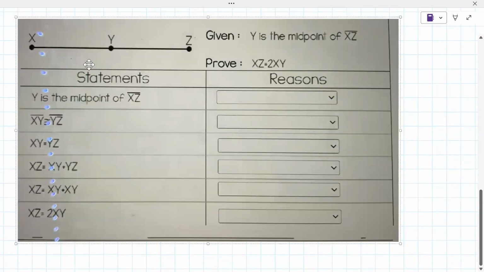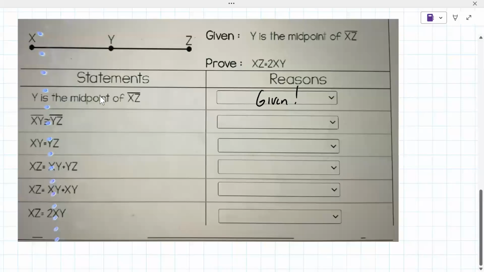Okay. Given Y is the midpoint of XZ. Do you see how it starts with the given? You almost always start with the given. And sometimes they give you more than one given, and it either appears here or sometimes it appears in the middle of the proof. Like, you've heard the expression, you get the low-hanging fruit first. Do the easy stuff first, make sure you get those right for sure.